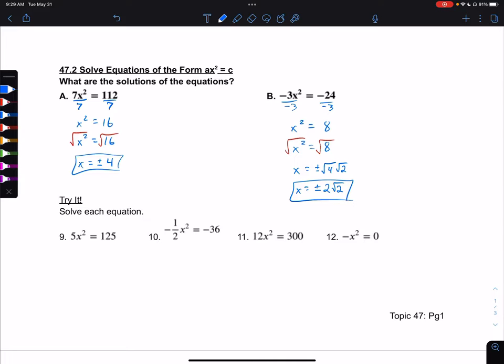All right. Again, pretty quick video, very straightforward concepts. Isolate your x squared term and then take your square roots.